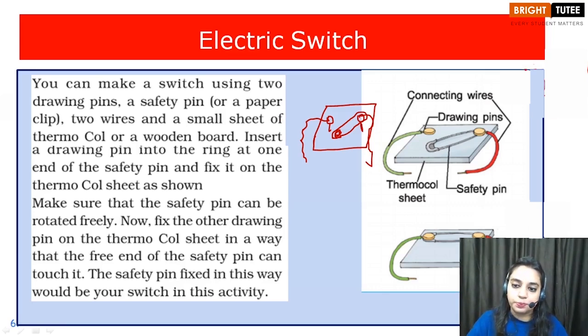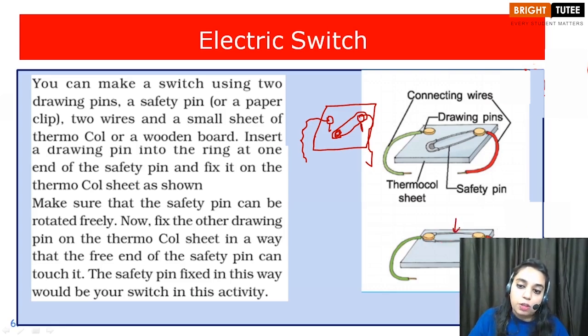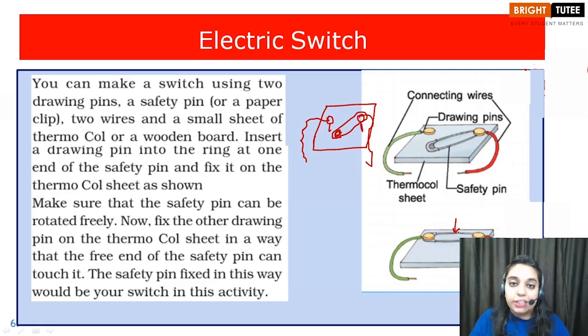Okay children, then if we connect this safety pin to both the drawing pins, in this case we can say that since the safety pin is also made up of metal, it will conduct the current and the circuit will be complete. And if we connect these 2 wires to a bulb, the bulb will start glowing in this case, and we say the switch is on. Okay children, so these are the 2 cases.